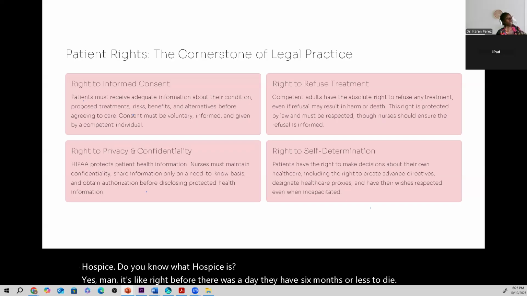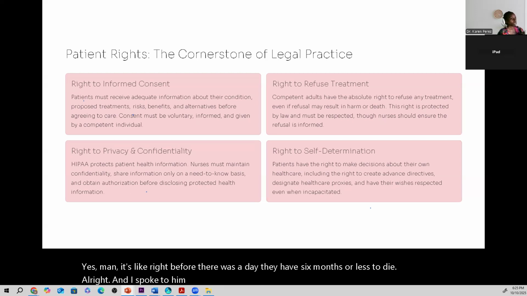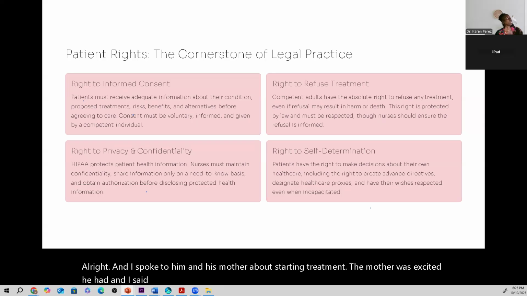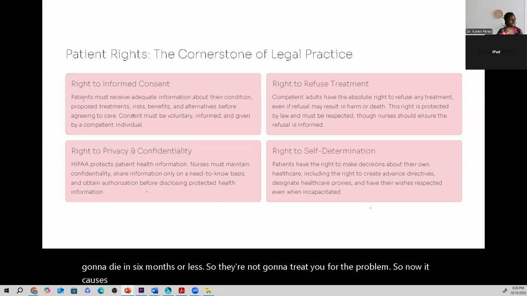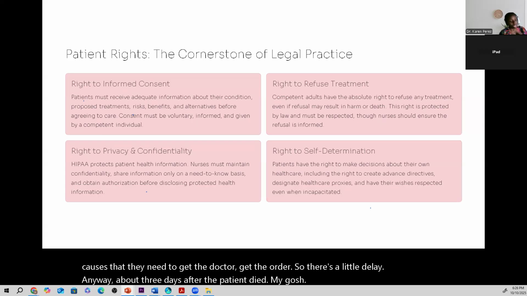All right. And I spoke to him and his mother about starting treatment. The mother was excited. He had said yes. But we'd have to call the hospice team, because there are certain diagnoses. If you are on hospice, you can't get treatment for it, because remember, you're going to die in 6 months or less. So they're not going to treat you for the problem. So now they need to get the doctor, get the order. So there's a little delay. Anyway, about 3 days after, the patient died. Oh my gosh, I was so devastated.